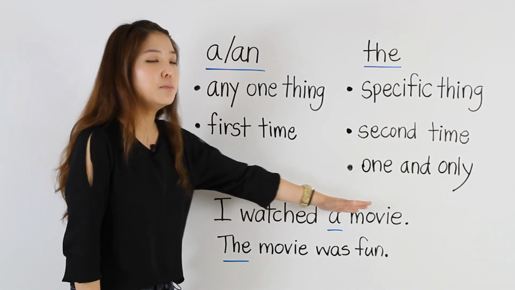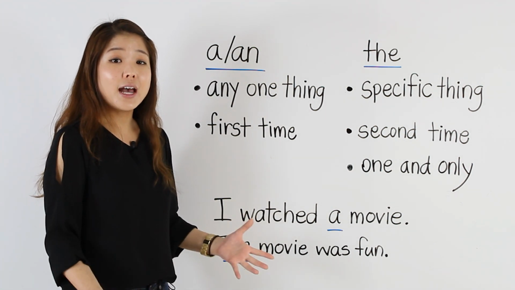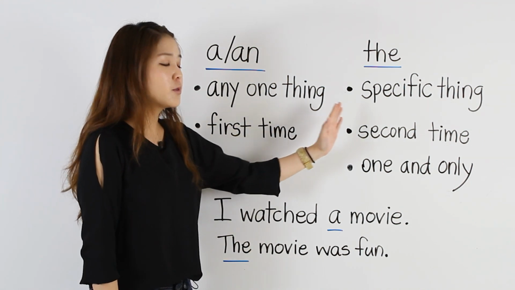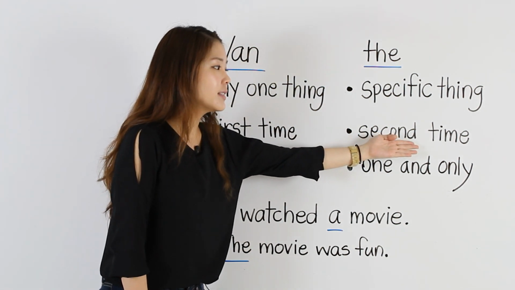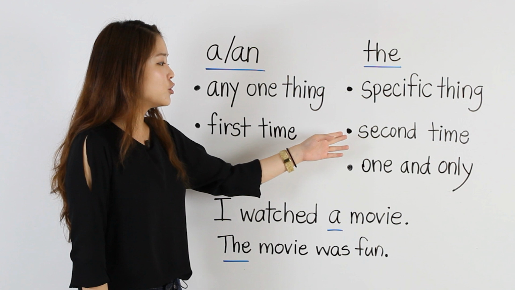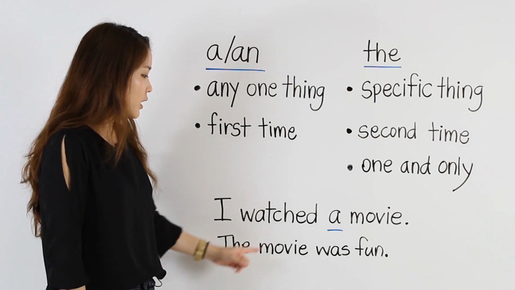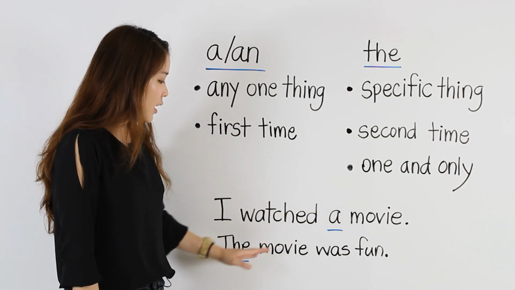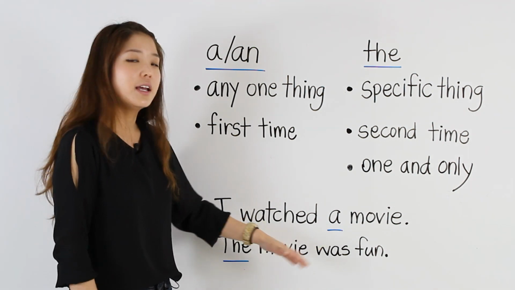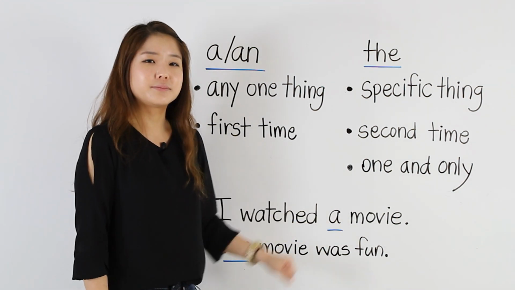I watched a movie. Okay, I'm talking about this movie for the first time, so I have to use a movie. But if I want to talk about this movie again for the second time or the third time or fourth, fifth, it doesn't matter, I have to use the. The movie was fun. I'm talking about this one, the specific. The movie was fun. I can't say a movie was fun. That means all movies are fun. That's not true. The movie was fun.